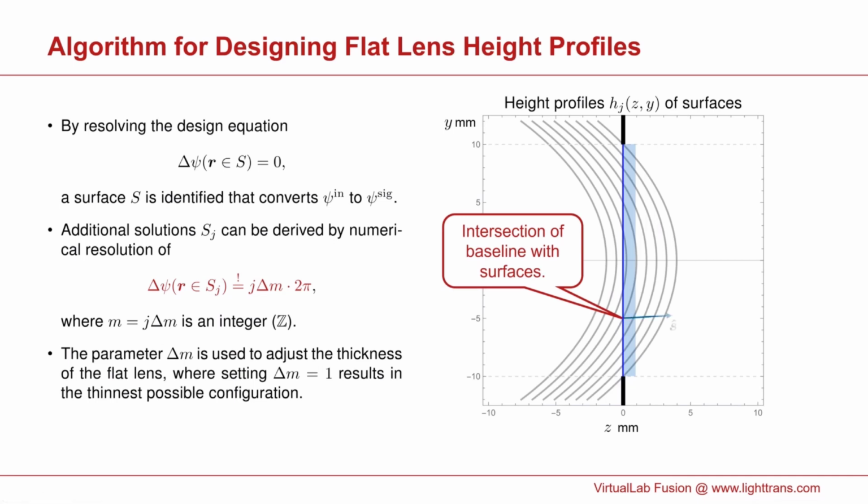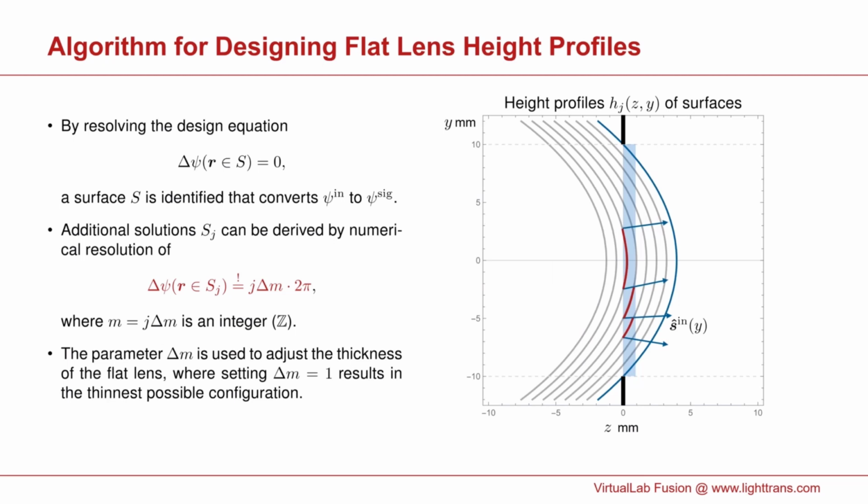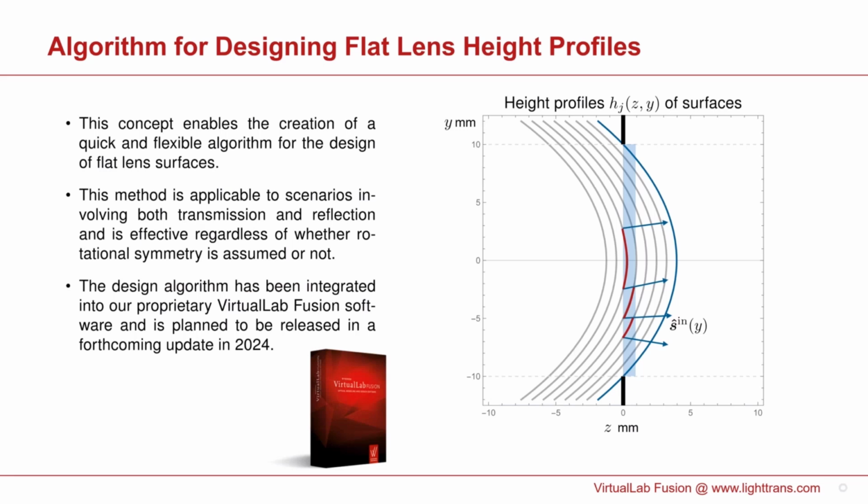At each intersection point, a straight line is initiated following the local direction of the input direction vector, given by the gradient of the input phase. And the point where it intersects the next surface is calculated. We can follow this across the entire lens aperture, and by this we can construct the zones of the flat lens. So this is a procedure, and this concept enables the creation of a quick and flexible algorithm for the design of flat lens surfaces.